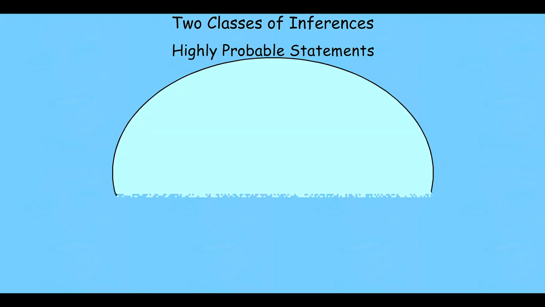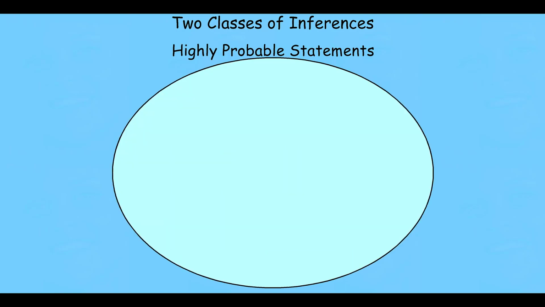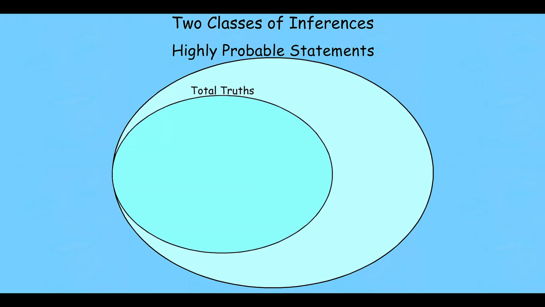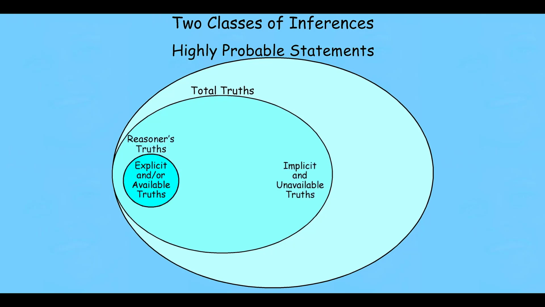Now, when we think back to the inferences lectures, we'll recall that we had this giant class of statements that are highly probable given what a particular cognitive agent might know. And within that class, there's a smaller class of things that are definitely true given what a particular agent knows. Then we have the set of things that are explicit and available to the reasoner, to the cognitive agent, for the purposes of making an inference, and that's the smallest of those three classes.